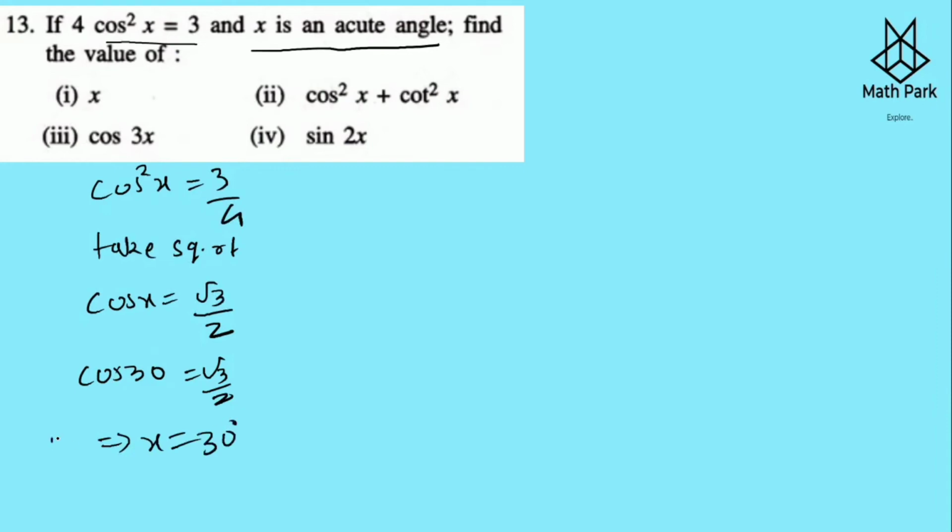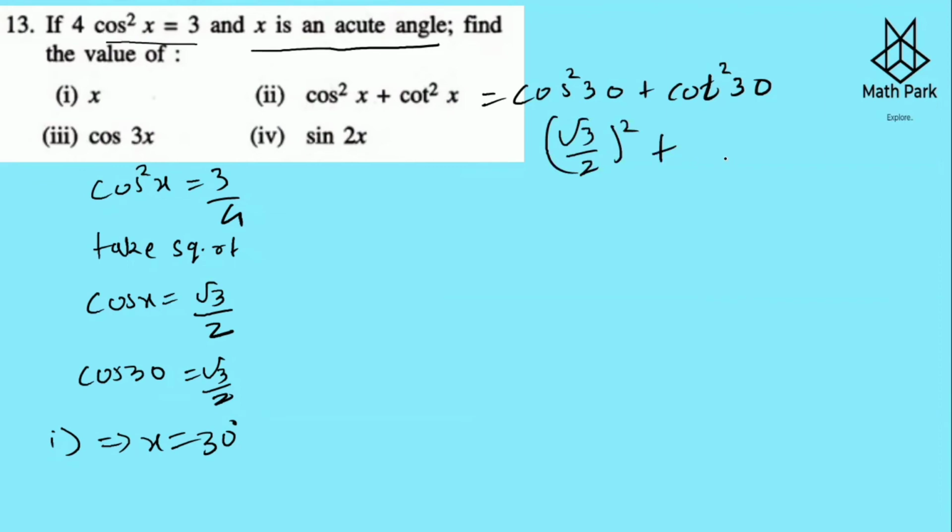So we are done with the first part of this. Now let us do the second one. We have cos² x + cot² x. Now cos² 30° + cot² 30°. The value of cos 30 is √3/2 and cos², so we square this. And cot 30 is √3, so (√3)². So we get it as 3/4 + 3, which is 3 3/4, a mixed fraction.